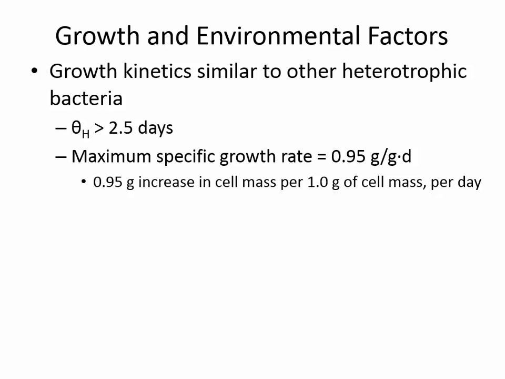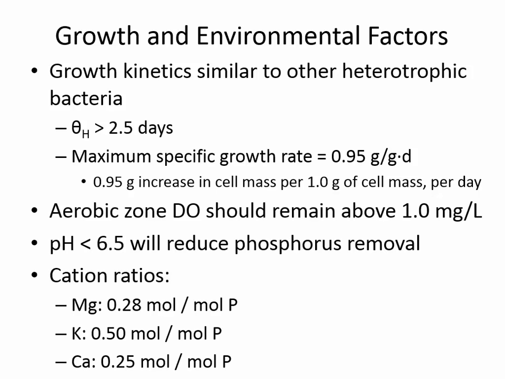As far as the growth kinetics goes, it has typical growth comparable to other bacteria. Usually the mean cell residence time, SRT, is greater than 2.5 days. That's a function of what fraction of the sludge is recirculated versus wasted. And it can grow relatively quickly, like you'll notice from the maximum specific growth rate that you can have up to 0.95 grams of cell mass per gram of original cell mass. So these cells are dividing quickly. You can double the mass of cells that you've got on a daily basis.